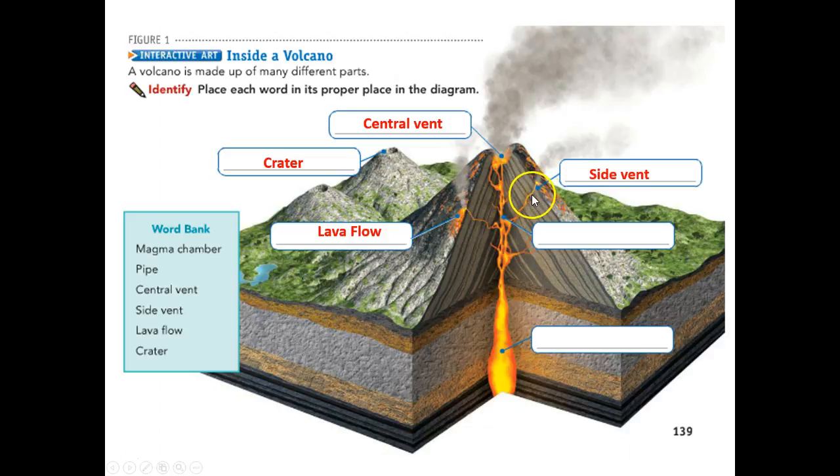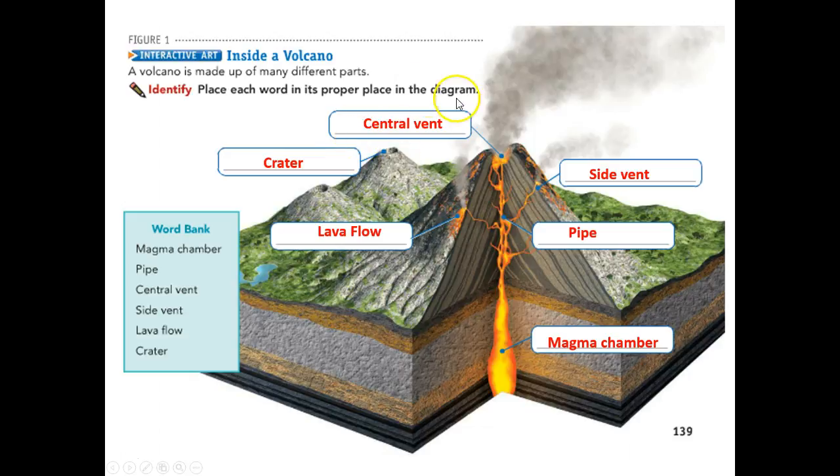On the other side, this is a side vent. We've got the central vent right in the middle, and then sometimes magma will come through the side of the volcano. We will call that a side vent. The tube that comes straight up through the middle of the volcanic formation is called a pipe. And down at the very bottom, we have the magma chamber, where we have all the magma rising up from the earth, either through a hot spot or from some sort of divergent or convergent boundary. And those are the different parts that you'll see in the volcano.